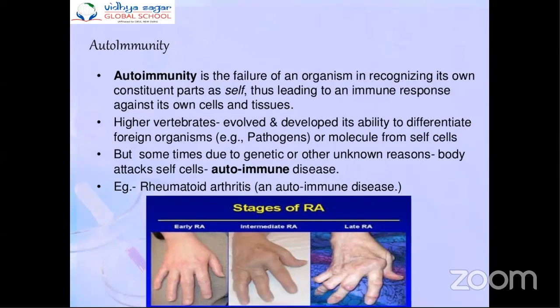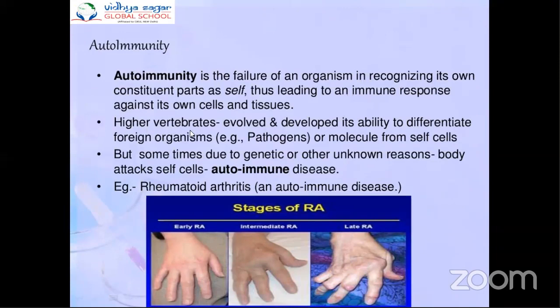Okay, so the next one is autoimmunity. Autoimmunity is an abnormal immune response in which the immune system of the body starts rejecting its own body cells. So our own body cells, that is self cells, will be rejected. Hence the body attacks self cells, damaging the body. Autoimmunity means failure of the organism to recognize its own body part. That is called autoimmunity. Here we have an example of a disease, rheumatoid arthritis. It's an autoimmune disease. Autoimmunity is a failure of an organism in recognizing its own constituent part as self, thus leading to an immune response against its own cells and tissues.